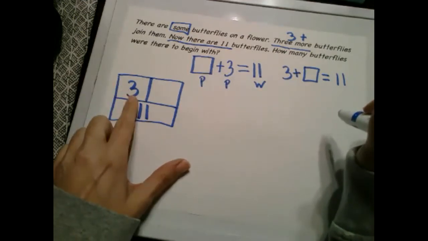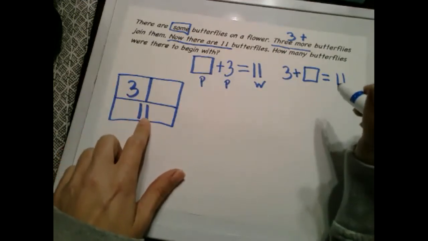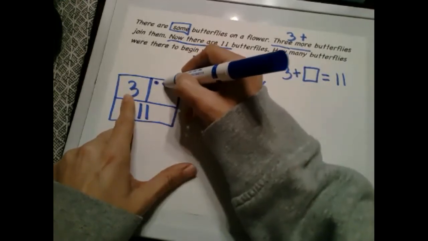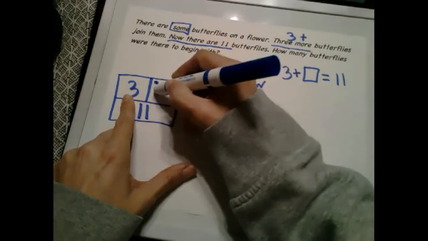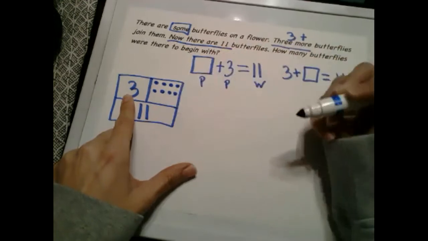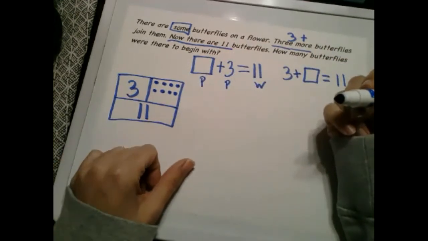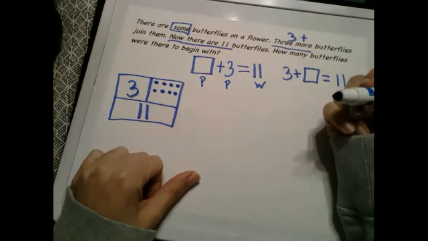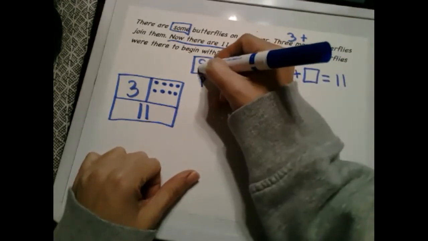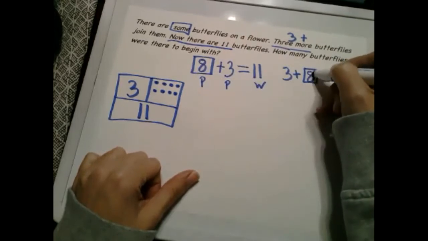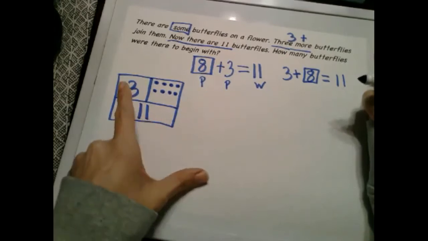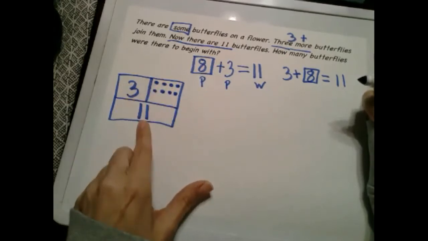If I have 3, I can count on until I get to 11. 3, 4, 5, 6, 7, 8, 9, 10, 11. So how many butterflies did we start with? That's right. We started with 8. 8 plus 3 equals 11. 3 plus 8 equals 11.